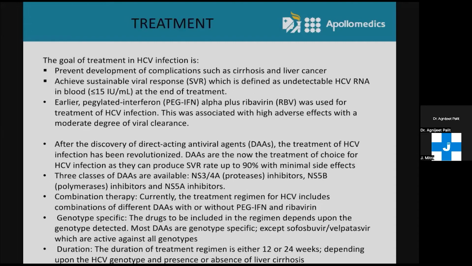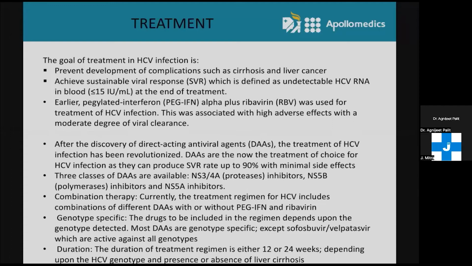Now, there has been the development of direct acting antiviral agents, or the DAA. With the use of DAA, they are now the treatment of choice because they can produce an SVR rate of up to 90% with minimal side effects. Basically, 3 classes are available: NS5A inhibitors, NS5B inhibitors, and NS3/4A protease inhibitors.